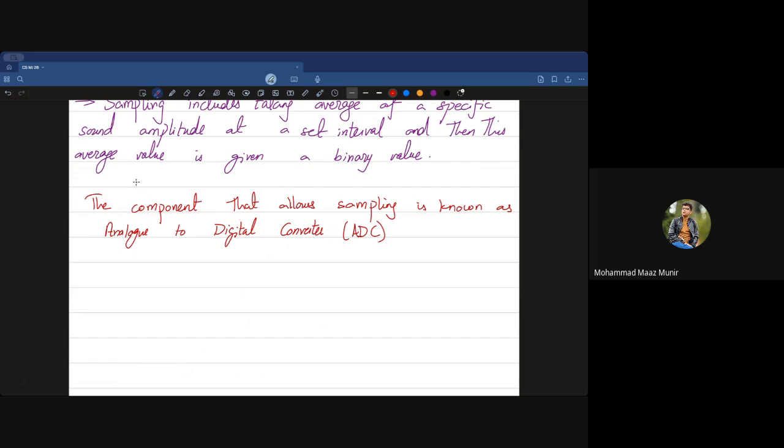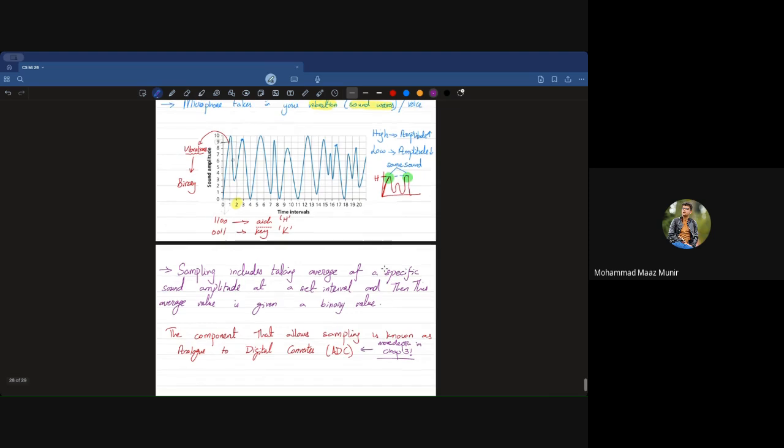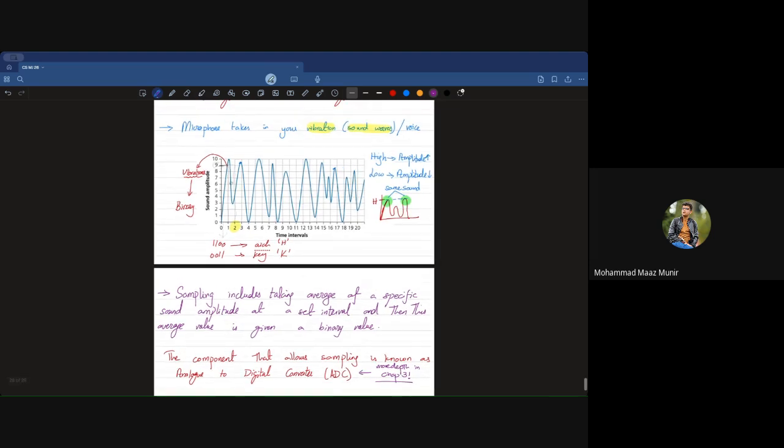Now, at this point you just need to be aware that this component is being used, but we will discuss it in more depth later in chapter 3, inshallah, once we are discussing sensors and all that stuff. So this is a general overview of how your computer converts microphone speech into a format which the computer can understand.